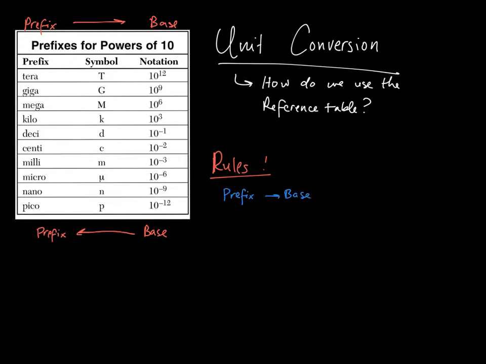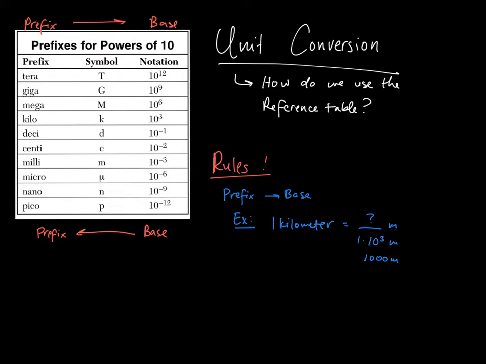What are some rules? Let's look at an example right here. Let's start with 1 kilometer, and we want to figure out how many meters that is. So we start with 1 kilometer, we go across to the other side, and we multiply that by this notation right here. So this becomes 1 times 10 to the third meters, which is equal to 1,000 meters. Okay?